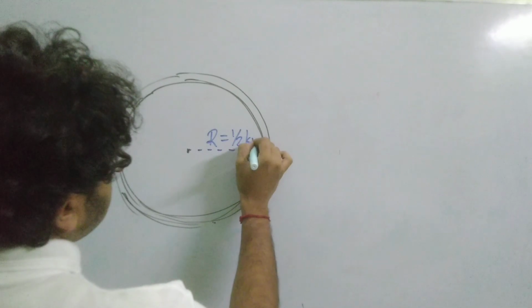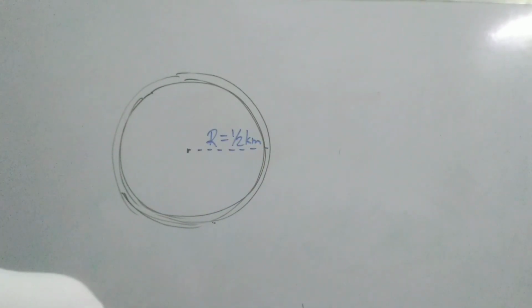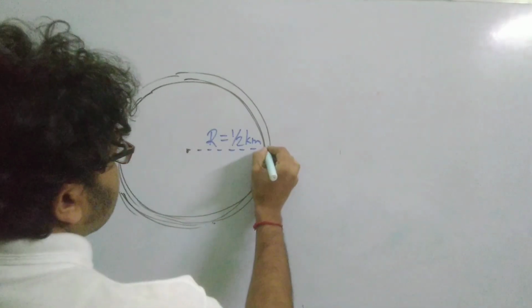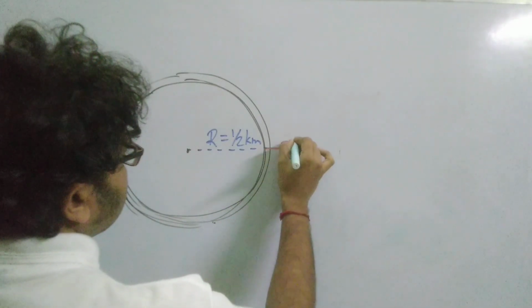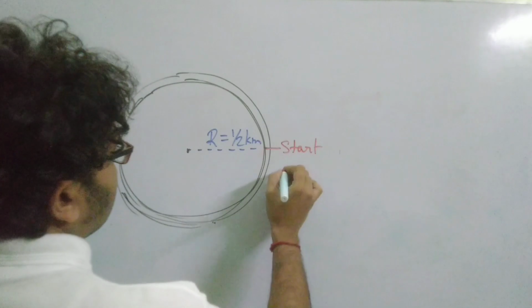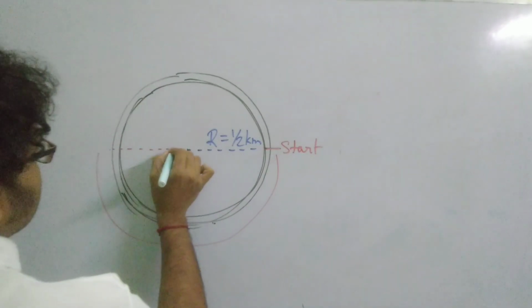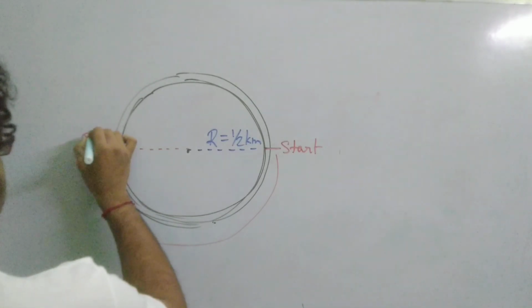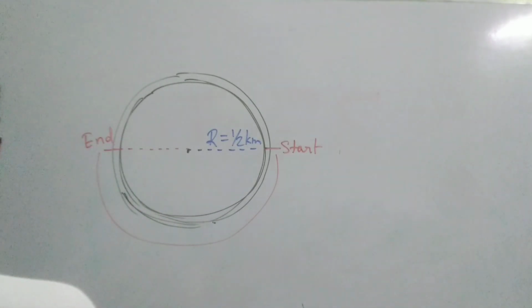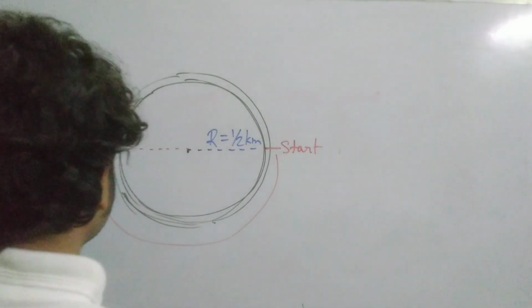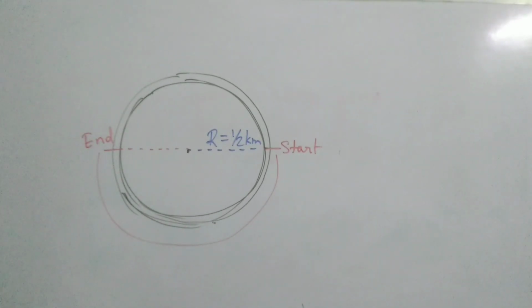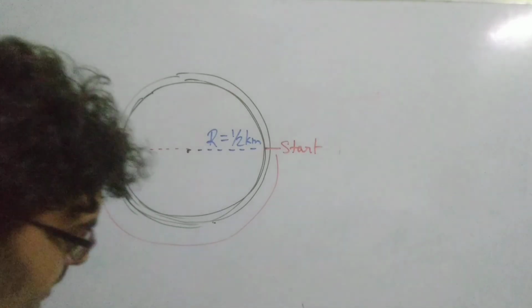Fine. So the question asked was: if an athlete starts from this point, this is the starting point, and just runs half the circle, and reaches this point here, this is the end point, then what will be the displacement and distance traveled by the athlete on completing this half round around the track?